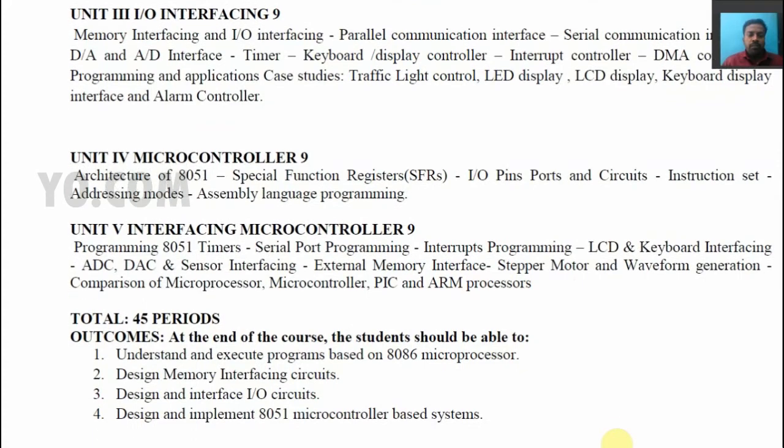Unit 4 is the introduction to the microcontroller. Microcontroller means 8051, that is the IC number. So how the microcontroller operates, and how the internal structure is organized. Then what registers are present, then pin diagrams, circuit diagram, instructions, addressing modes and programming. These are the things we are going to study in unit 4. In unit 5 we are going to study interfacing with the 8051 microcontroller.